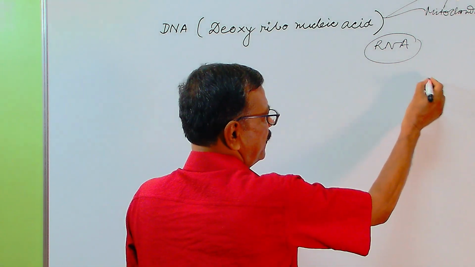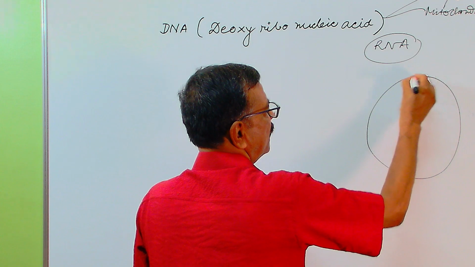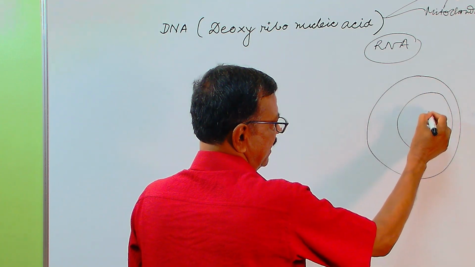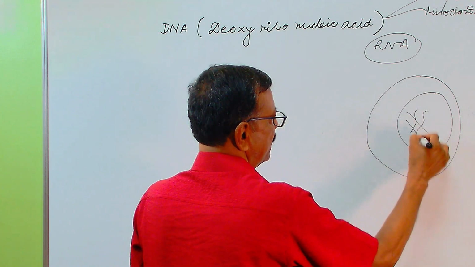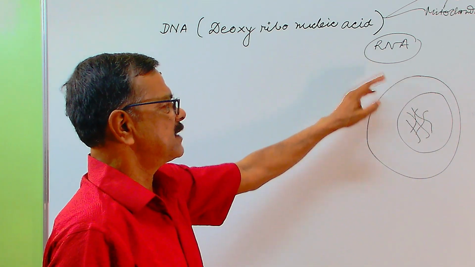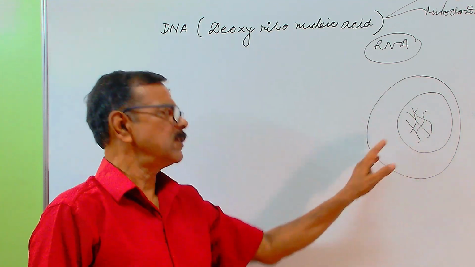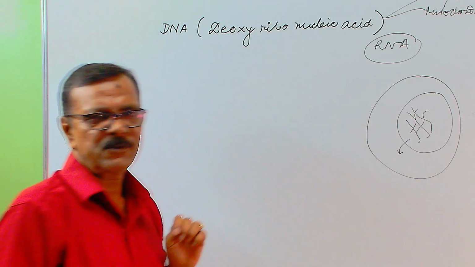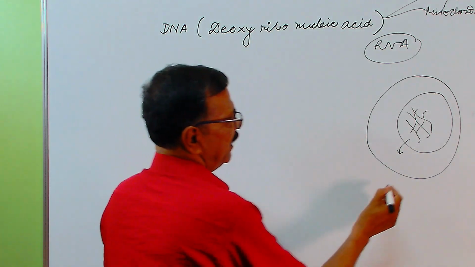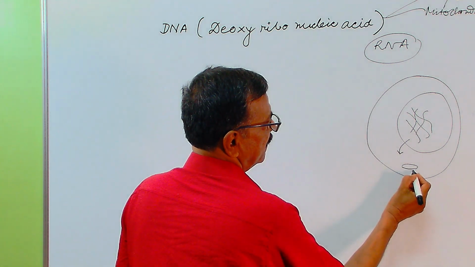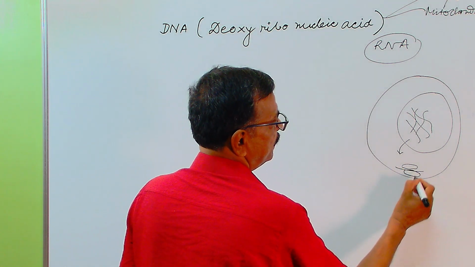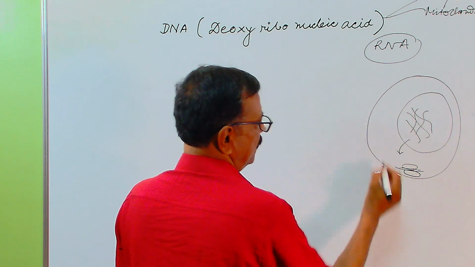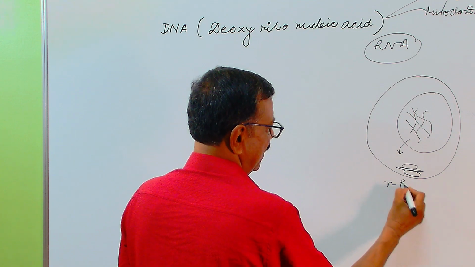RNAs are formed within the nucleus of a cell. The nucleus of a cell contains chromosomes. In the chromosome, RNAs are produced and they come out of the nucleus to the cytoplasm. There are three types of RNA. We know that in the cytoplasm there is ribosome. Within the ribosome, the RNA found is known as ribosomal RNA.